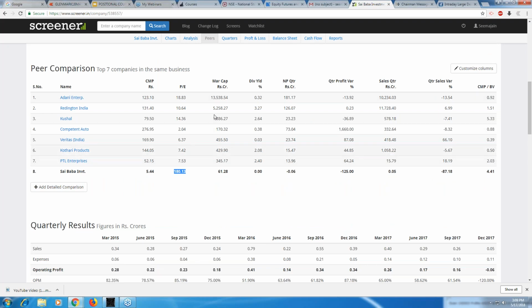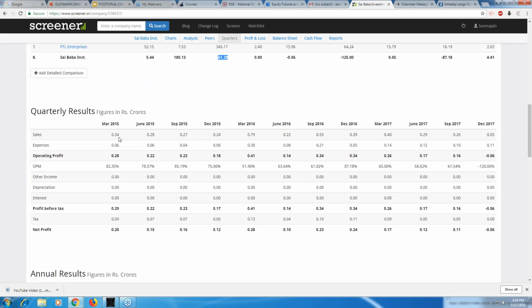And look at the market cap of these companies. Adani Enterprises 13,500 crores. Redington 5258. Kushal roughly about 2,000. Competent Auto 170, Veritas 455, Kothari Products 429. This is only 61 crores, right? Dividend yield nothing, net profit negative, quarter profit variant minus 125, sales is only 0.05 crore, which is 5 lakh, right? 5 lakh rupees sale.